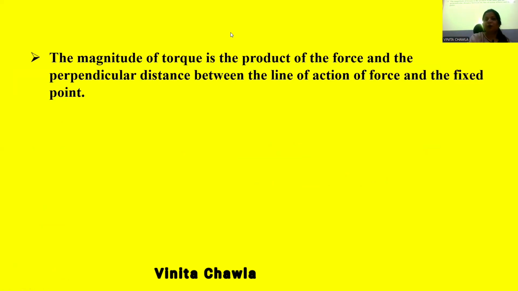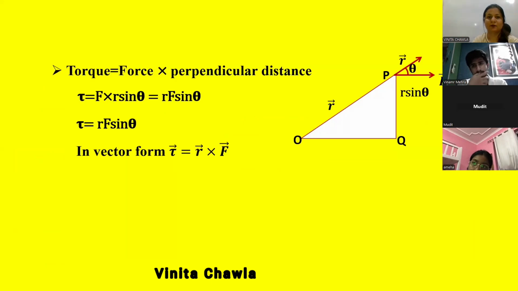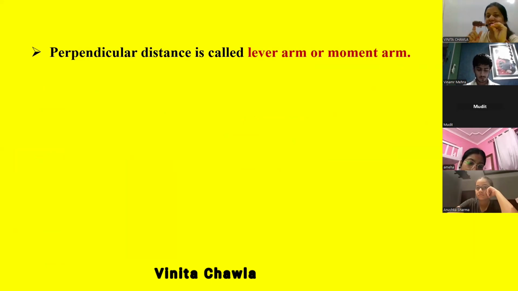So the magnitude of torque is the product of the force and the perpendicular distance between the line of action of force and the fixed point. Perpendicular distance. So perpendicular distance is called lever arm or movement arm. It is also called lever arm or movement arm. Okay.